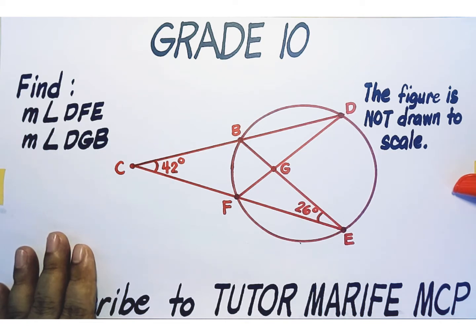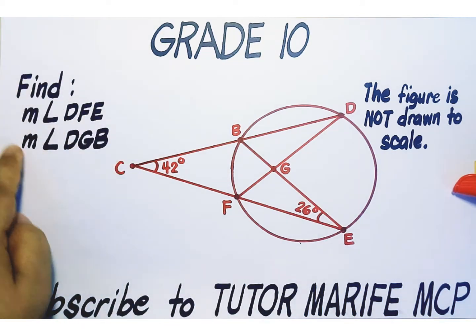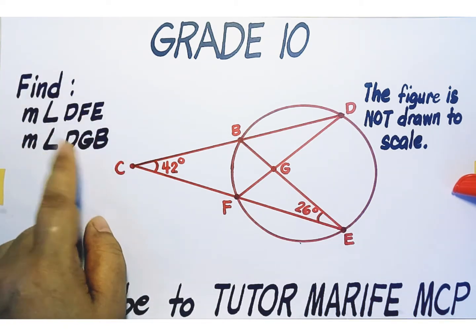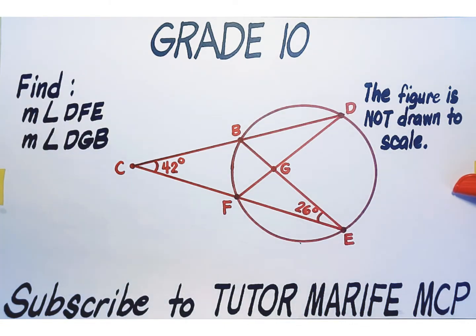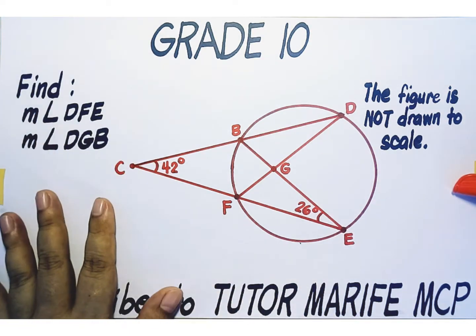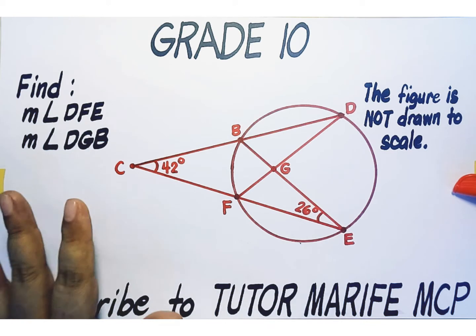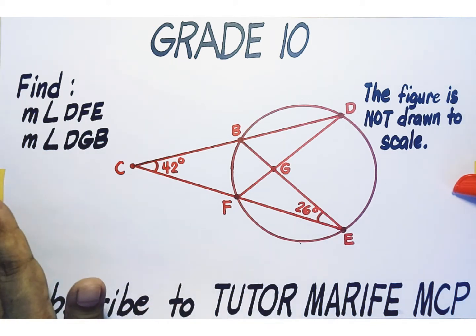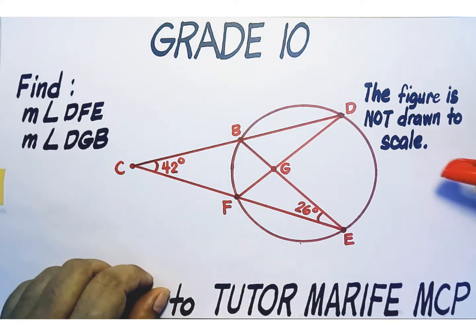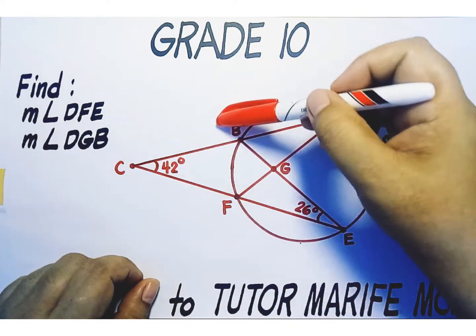In this video, you're going to learn how to determine the measures of these two missing angles, measure of angle DFE and measure of angle DGB, using circle theorems in relation to where the intersection of two secants or two chords happens. This is the given figure.